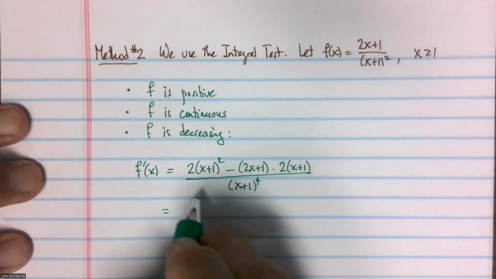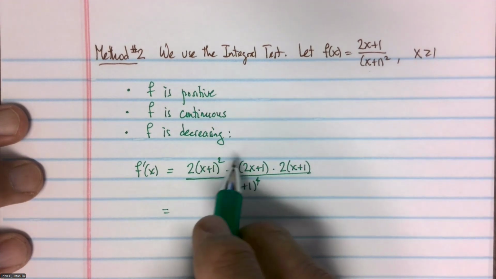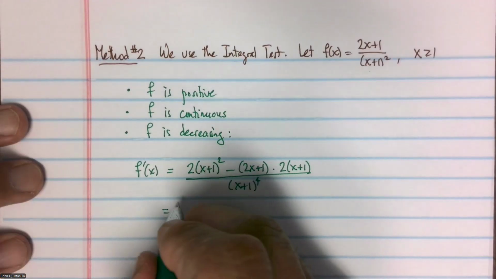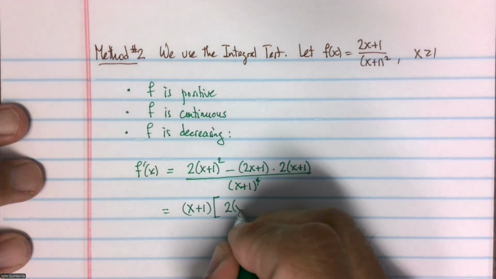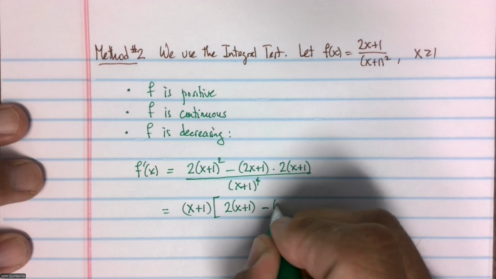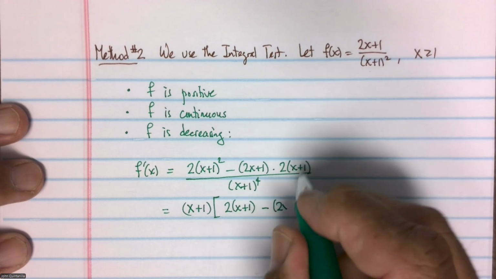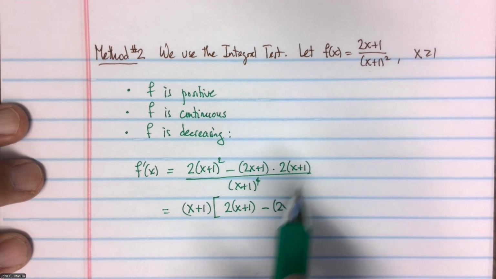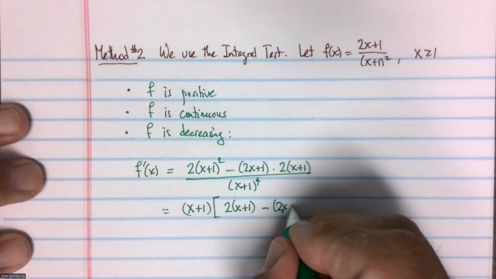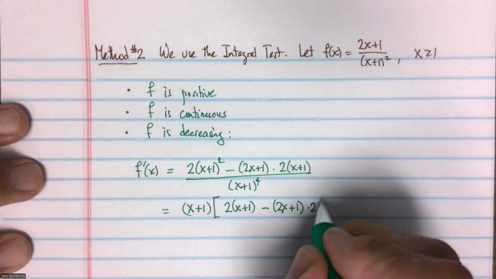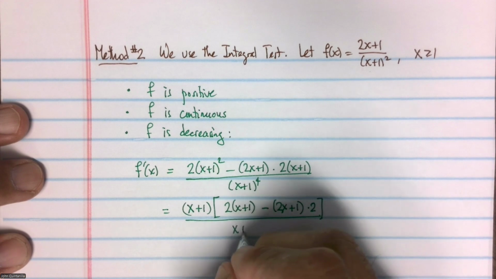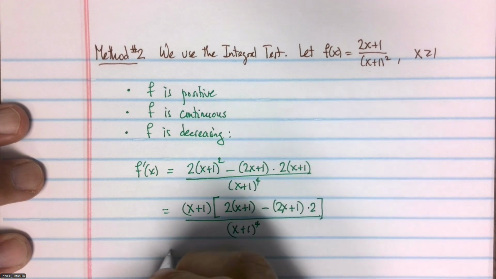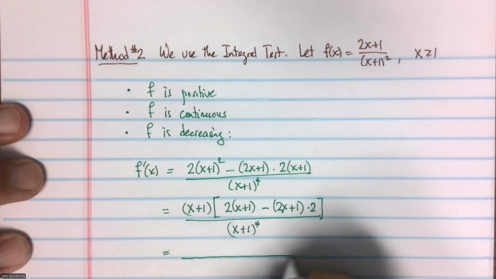Okay, now to do this, notice I could multiply out the top, but it's a whole lot easier to factor out an x plus 1. So let's factor out an x plus 1 from the top. What's left will be 2 times x plus 1 minus 2 times x plus 1 times 2, all over x plus 1 to the fourth. All right, what's left? We get x plus 1 to the third on the bottom.